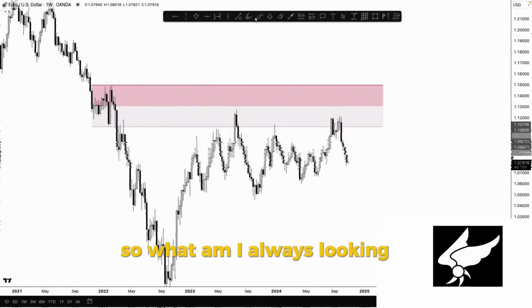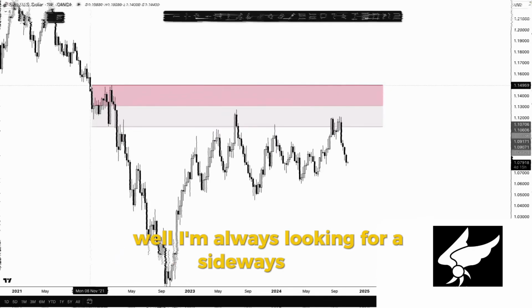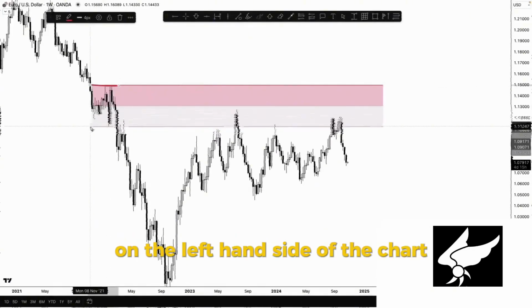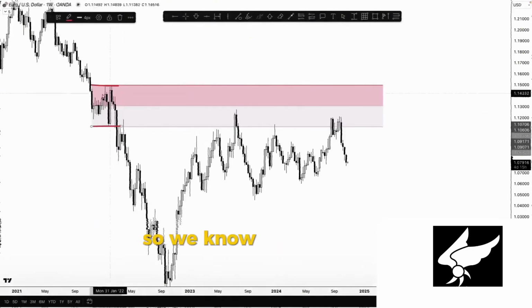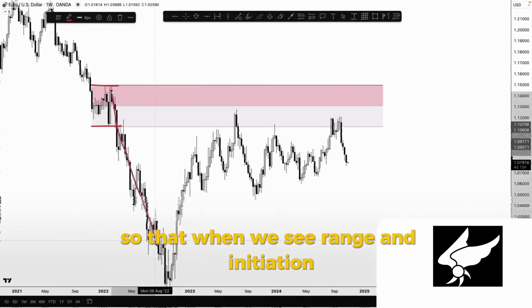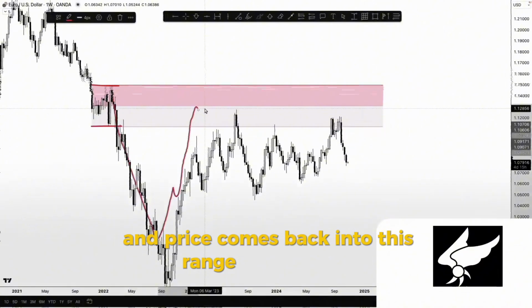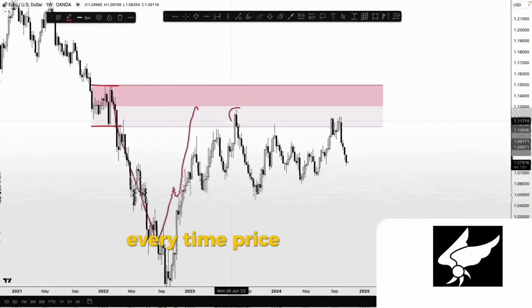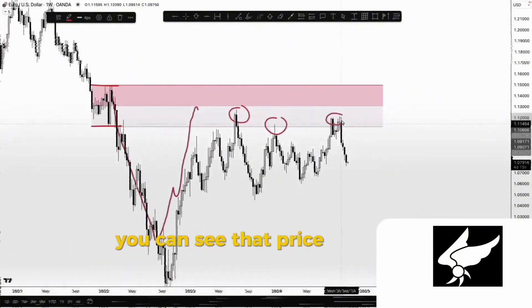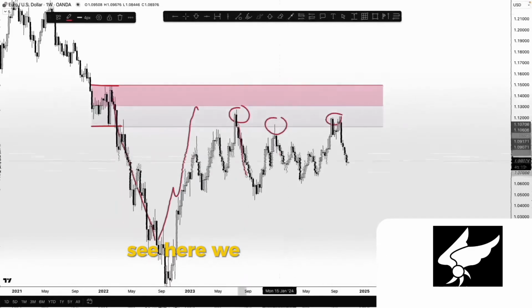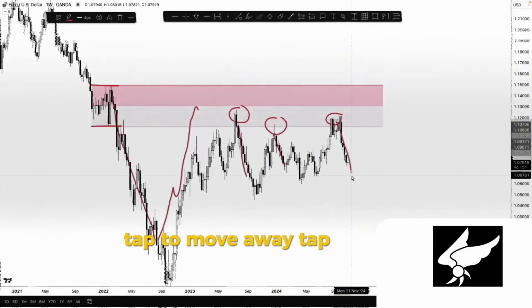So what am I always looking for? Well, I'm always looking for a sideways range on the left-hand side of the chart. This is where price is contained. So we know that orders are created here, so that when we see range and initiation, and price comes back into this range in the future, every time price taps into this range, you can see that price is moving away. You see here we tap to move away, tap to move away, tap and move away.